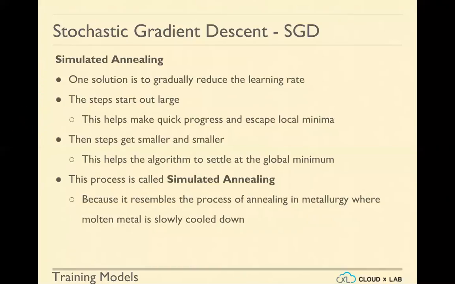Okay, we'll talk about simulated annealing and other parts in the next session.